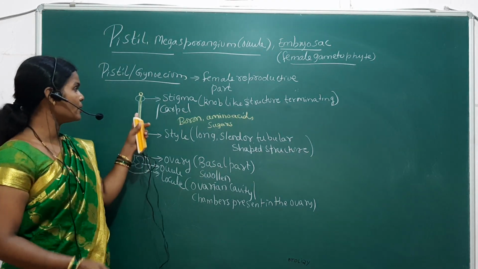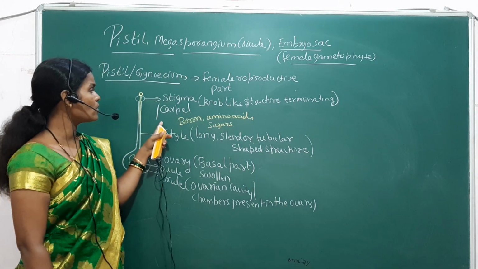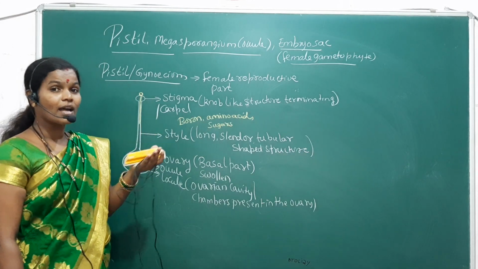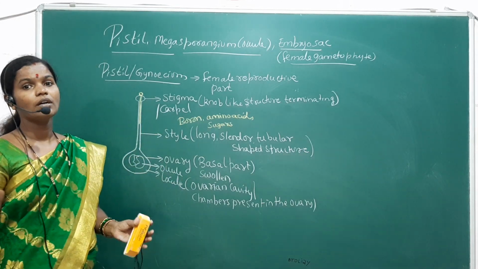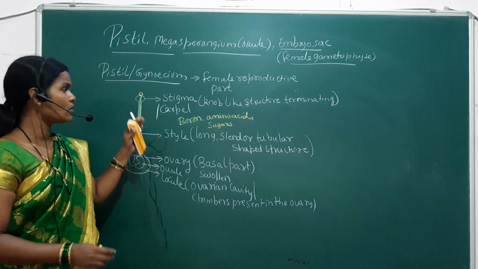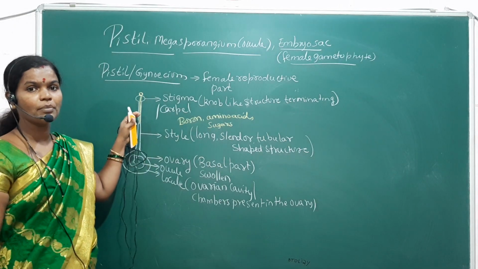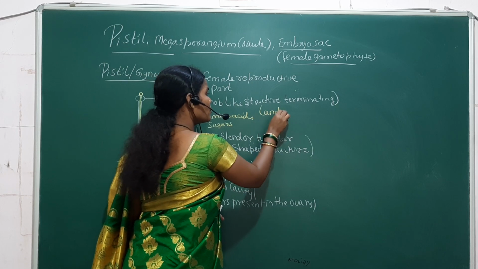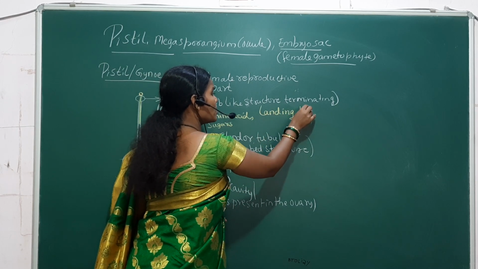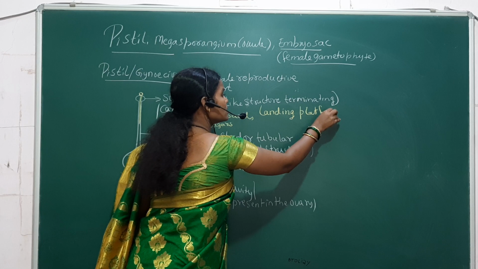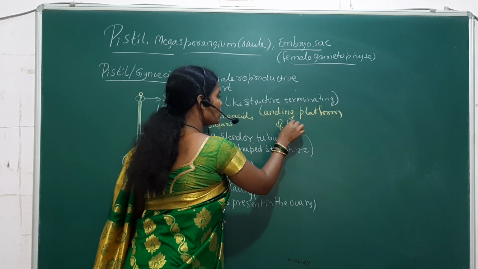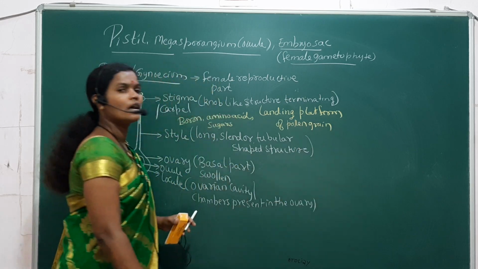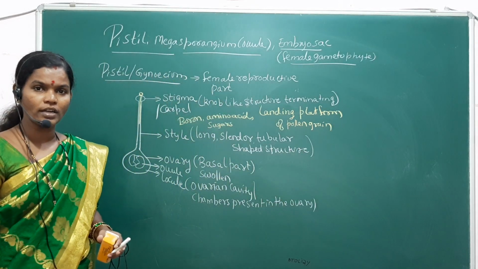So once again I will repeat: stigma is also called carpel. This stigma is the landing platform of the pollen grain. It is a knob-like structure present at the tip region. What is stigma here? Landing platform of pollen grain.